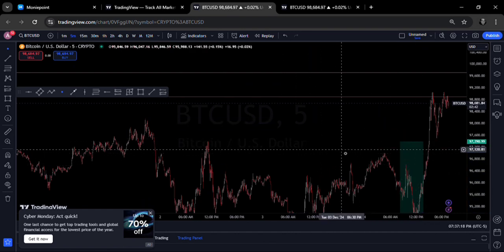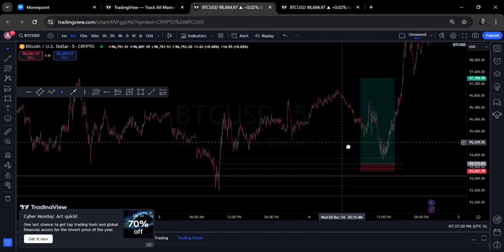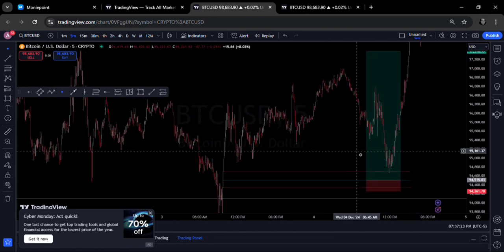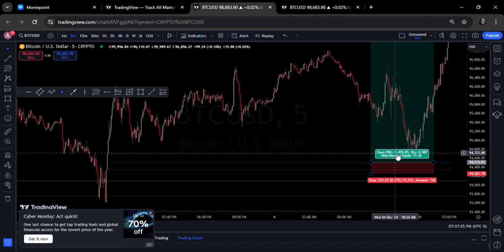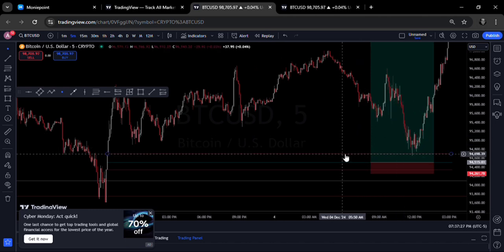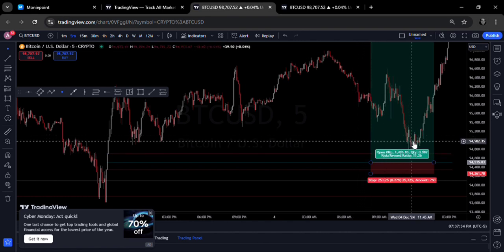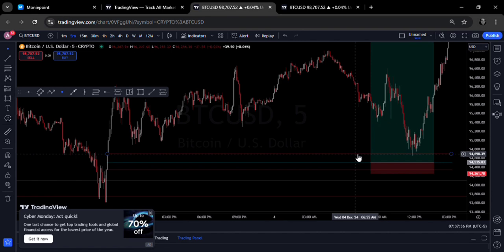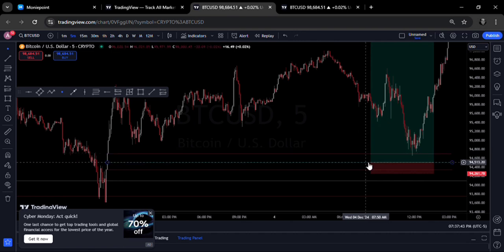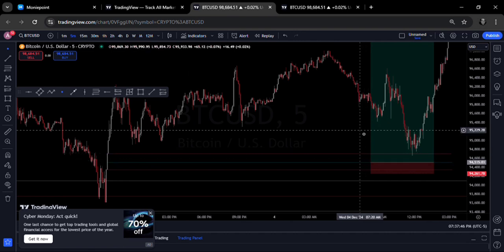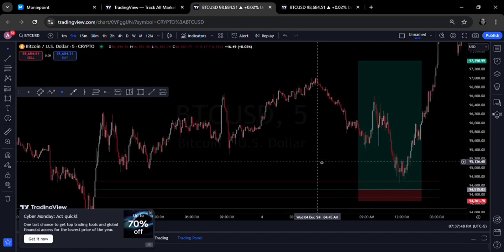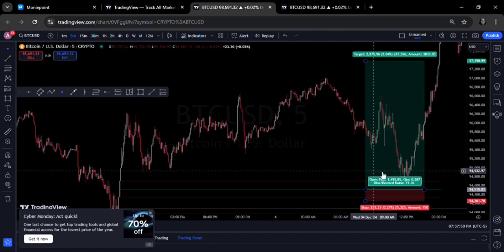And what made me miss the entry was, I was supposed to place two entries: one at the top of the fair value gap, which I know the price must come back to and fill. I was supposed to place one, even if it's a small one, then place the main one here at the consequence encroachment, but I didn't, and I wasn't with my chart. That was why. So it came, it filled the imbalance.